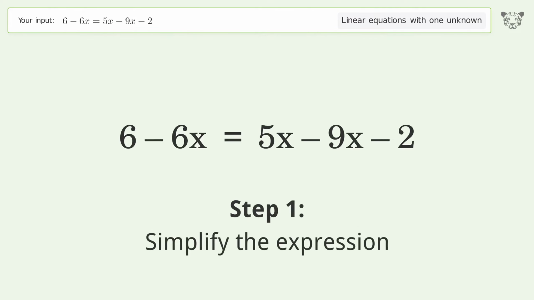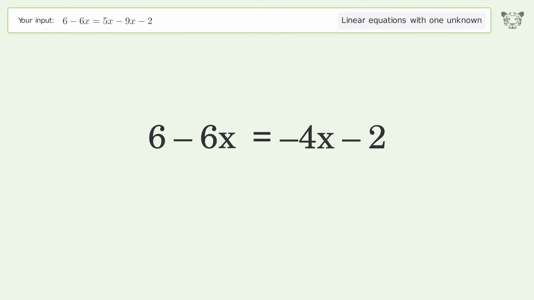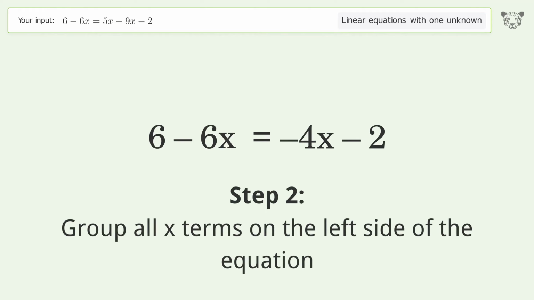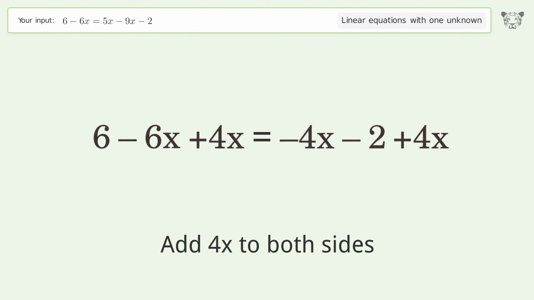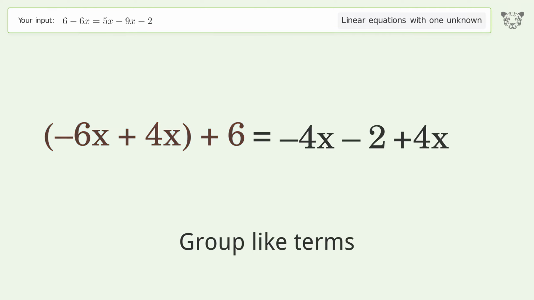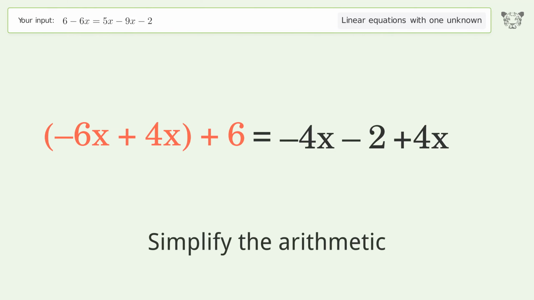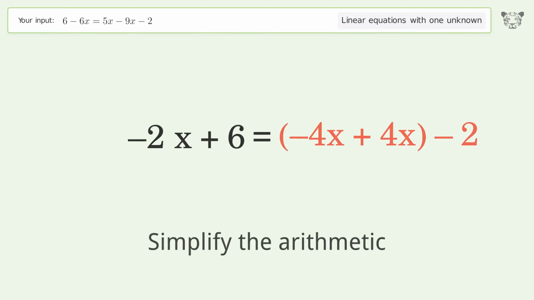Simplify the expression. Simplify the arithmetic. Group all x terms on the left side of the equation. Add 4x to both sides. Group like terms. Simplify the arithmetic. Group like terms. Simplify the arithmetic.